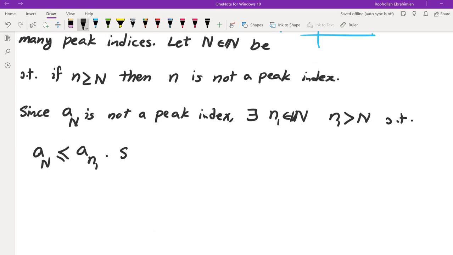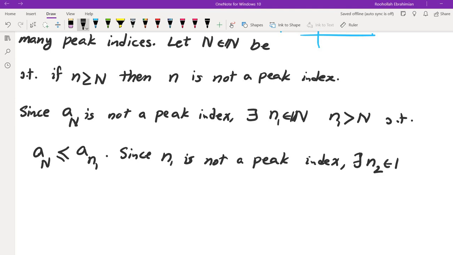Now, again, since n1 is not a peak index, because we know there are only finitely many peak indices, everything after capital N is not a peak index. So since n1 is not a peak index, there is some n2 in N with n2 greater than n1 such that a_n1 is not more than, so it means it's less than or equal to a_n2.